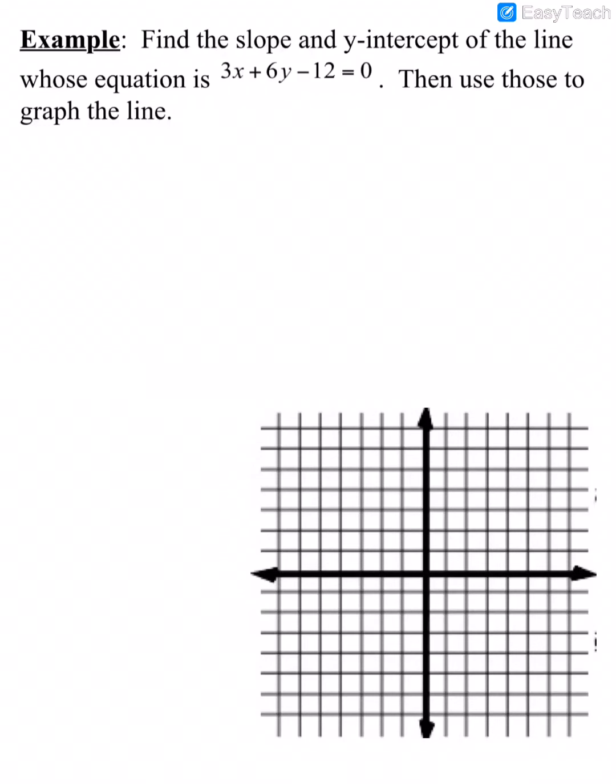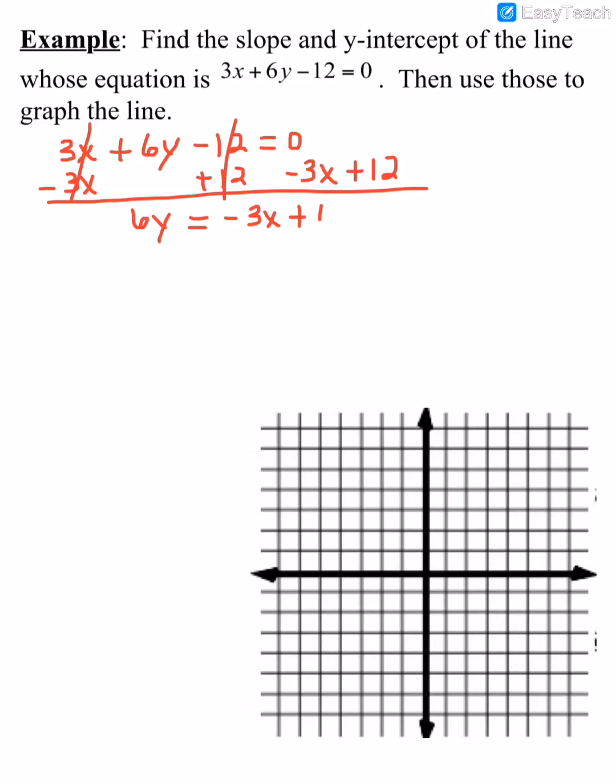All right, so if I want to get y by itself, I'm going to subtract 3x from both sides and add 12 to both sides. So I have 6y equals -3x plus 12. And then I need to divide everything by 6. And I get y equals, that would reduce to -1/2 x plus 2.